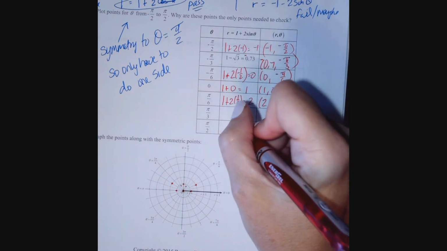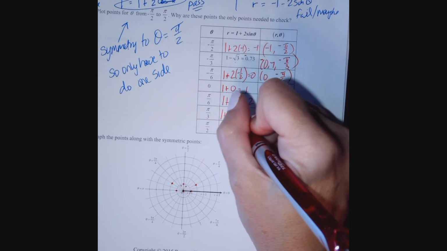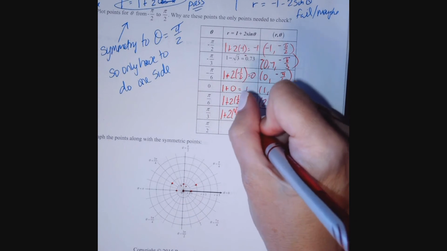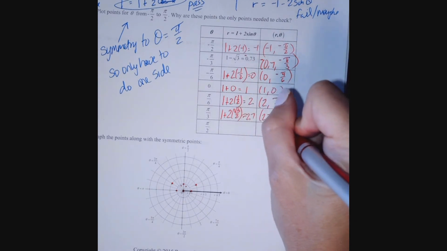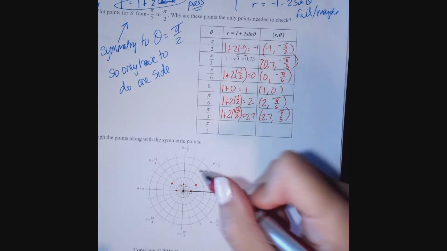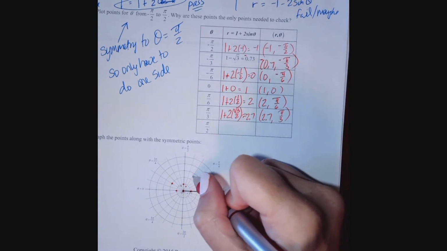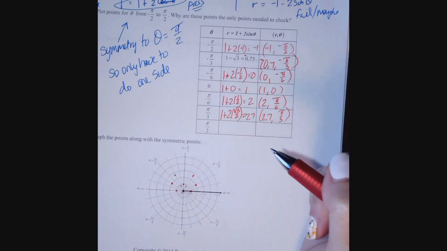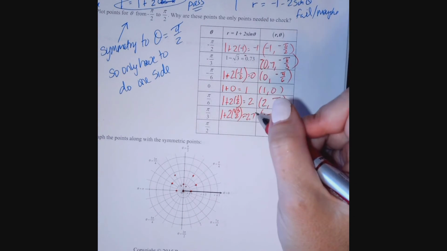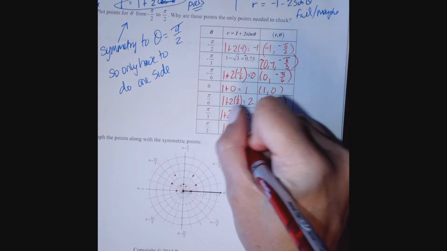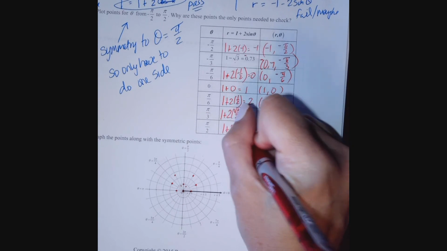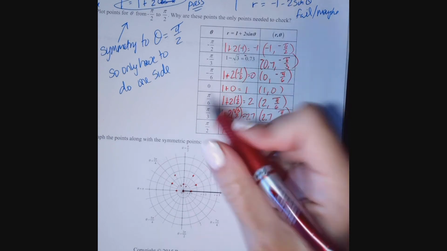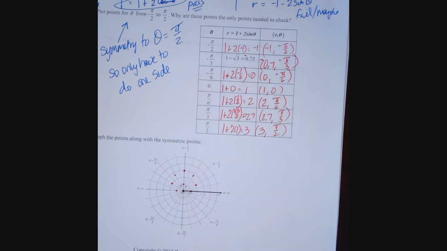And then pi third, I have 1 plus 2 times square root 3 over 2. When I add that 1 plus square root 3, I get about 2.7. So a positive 2.7 at pi third. So at pi third, I'm at 1, 2, almost 3. And then I'm over here as well when I reflect across the y-axis. And at pi half, I am at 1 plus 2 times 1, which is 3. So that is 3 at pi half, and because that is on the y-axis, it doesn't reflect.